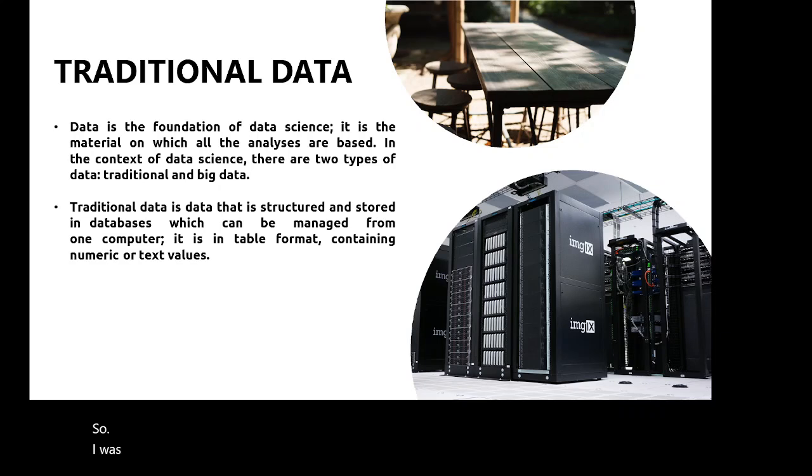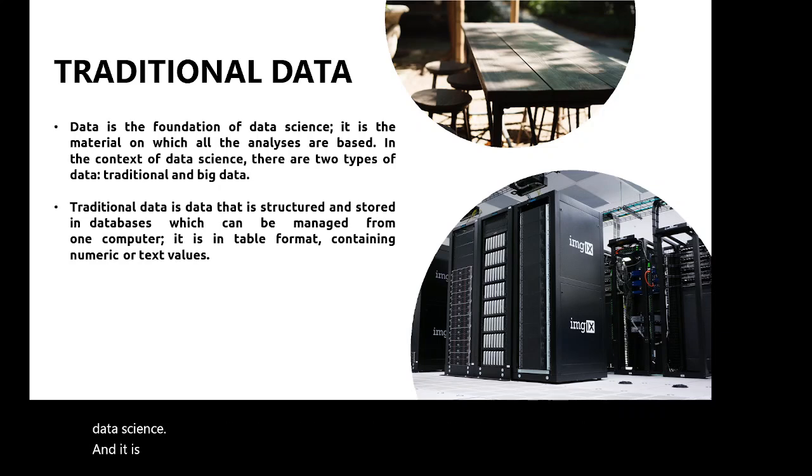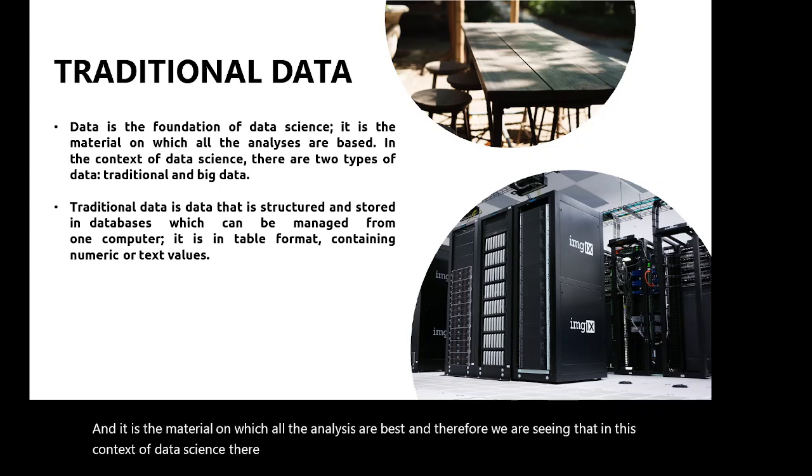We were now looking at what data is, and we have said that data is the foundation of data science, and it is the material on which all the analyses are based. Therefore, in this context of data science, there are two types of data: what we call traditional data and what we call big data.